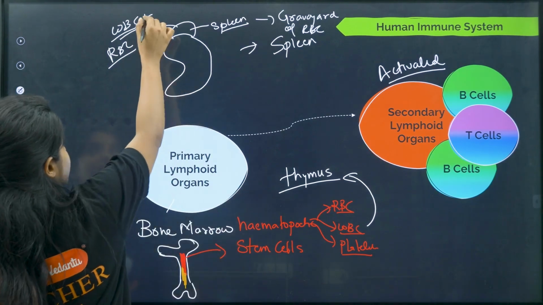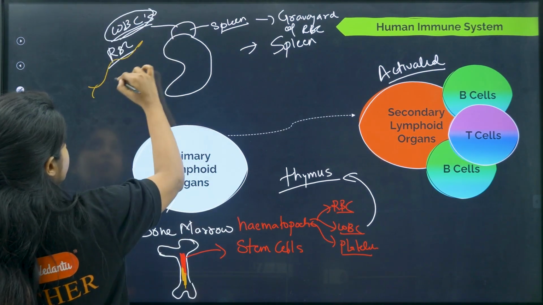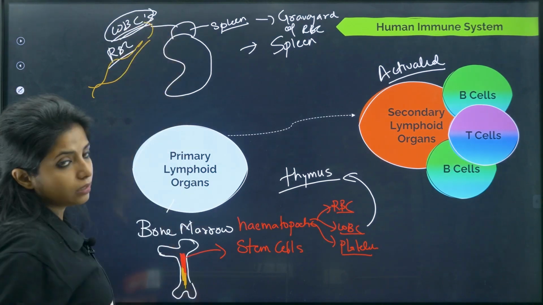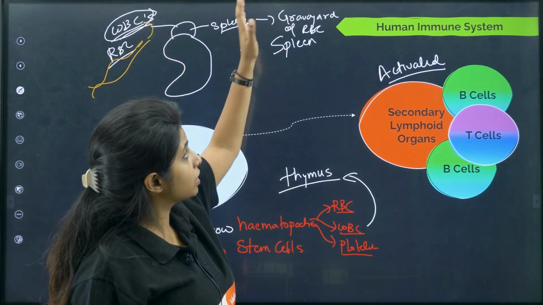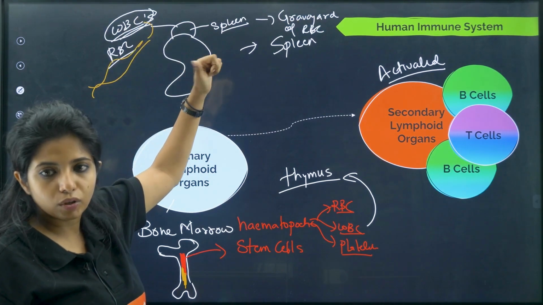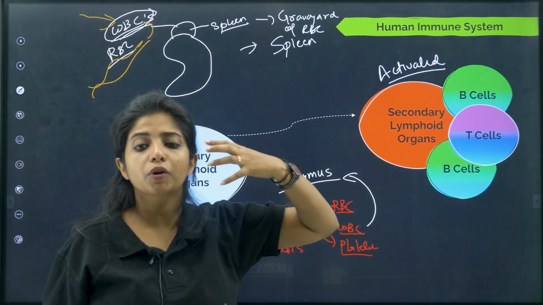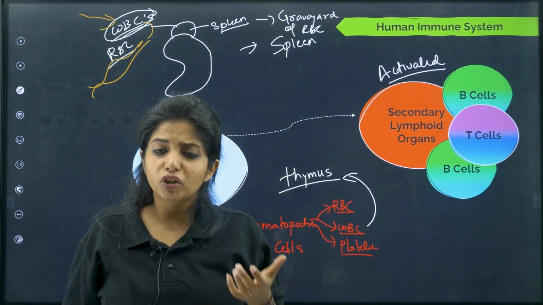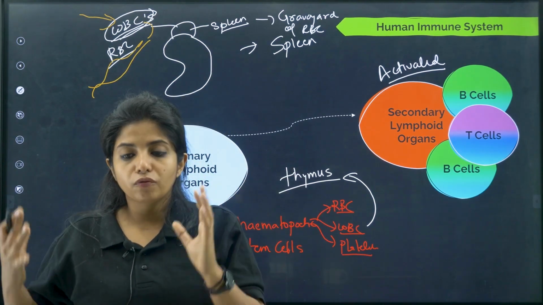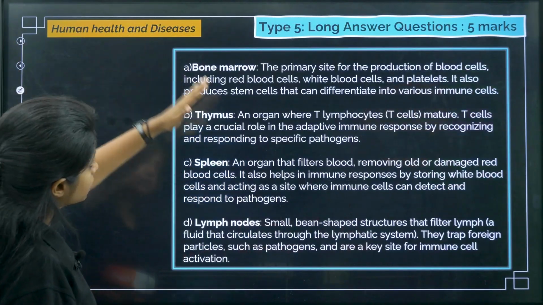Similarly, the spleen has WBCs, so pathogens that come along with the blood are also killed in the spleen itself. Even though it is known as the graveyard of RBCs, other functions also take place here because it has enough WBCs. Wherever you have enough WBCs acting for our protection, it is known as a secondary lymphoid organ. Works? So this is the answer that you have to give.